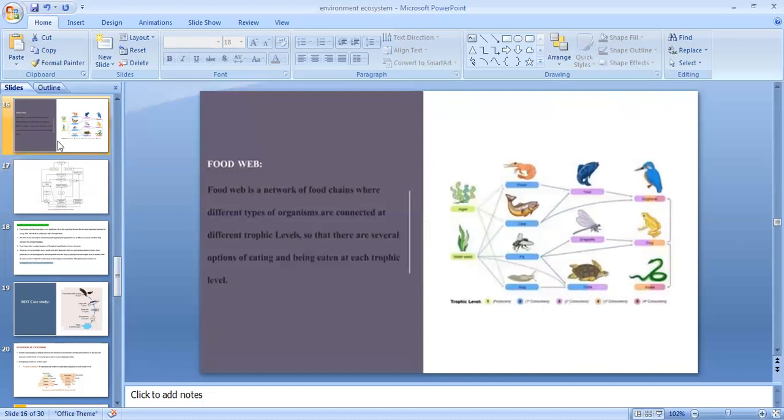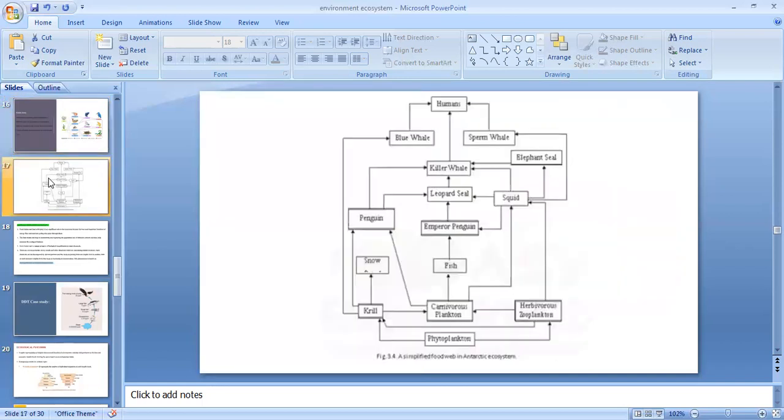Food web. Food web is a network of food chains where different types of organisms are connected at different trophic levels, so that there are several options of eating and being eaten at each trophic level.